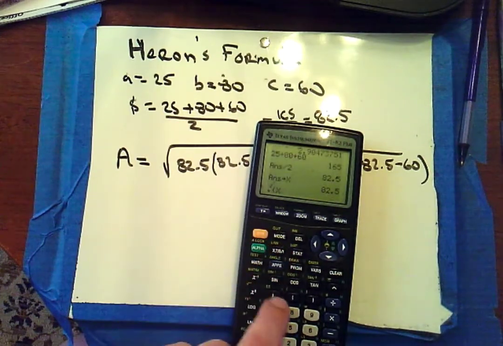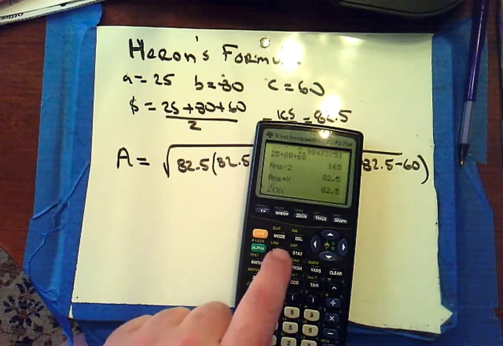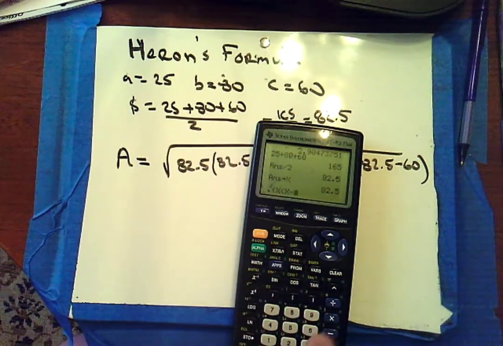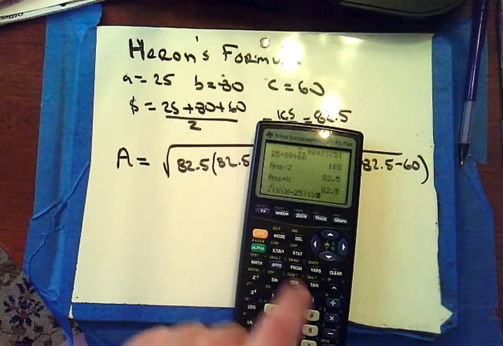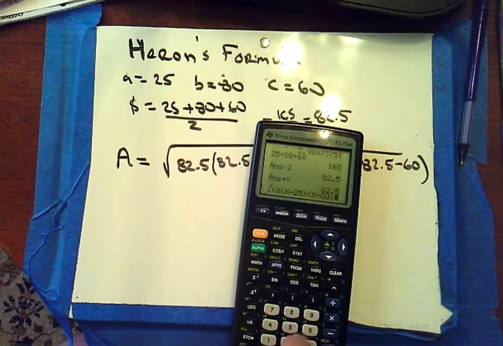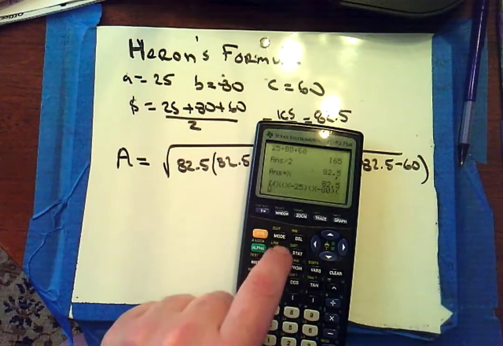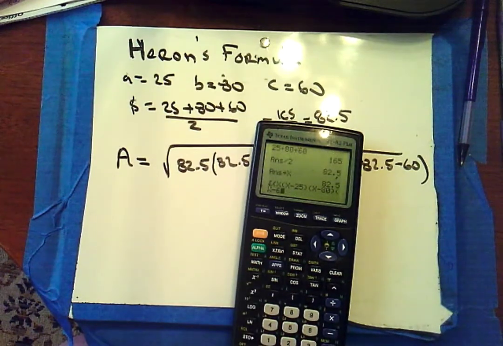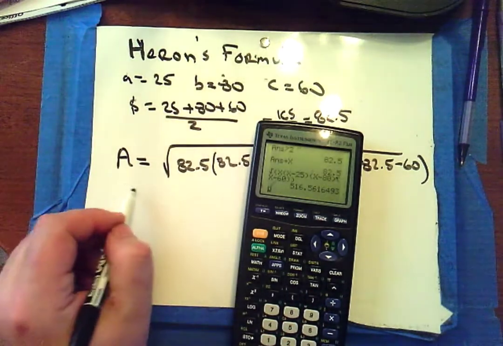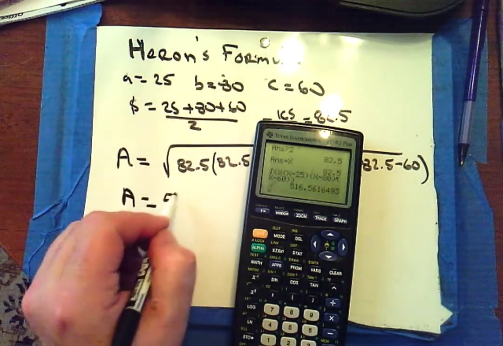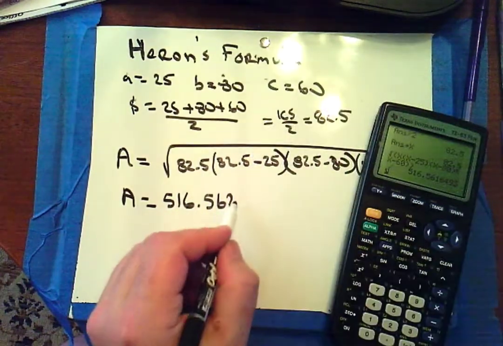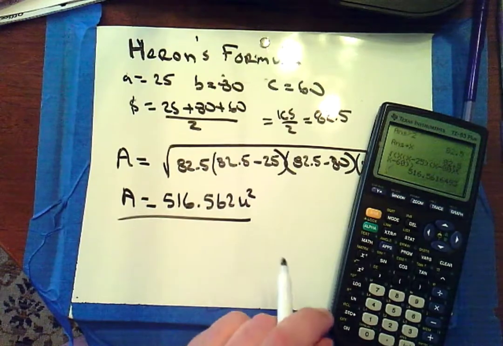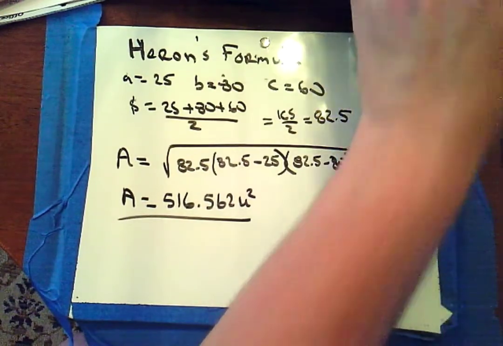Square root of x times parentheses x minus 25, close parentheses, open parentheses x minus 80, close parentheses, open parentheses x minus 60, close two parentheses. And I end up with the area being 516.50 square units. Okie dokie, there's Heron's formula.